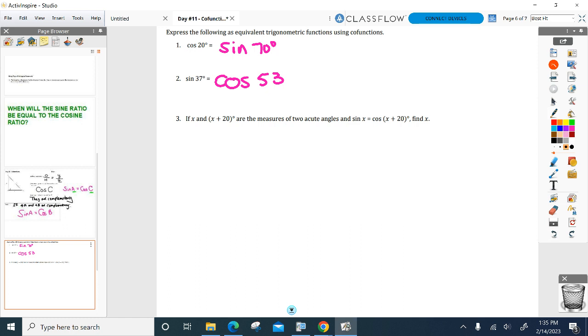When are sine and cosine equal to each other? Look, right up here, they're not equal unless those angles are complementary. So they're not equal, they are complementary. They add to 90 when sine and cosine are equal. All right? They add to 90. If I have sine and cosine equal to each other, the angles add to 90.